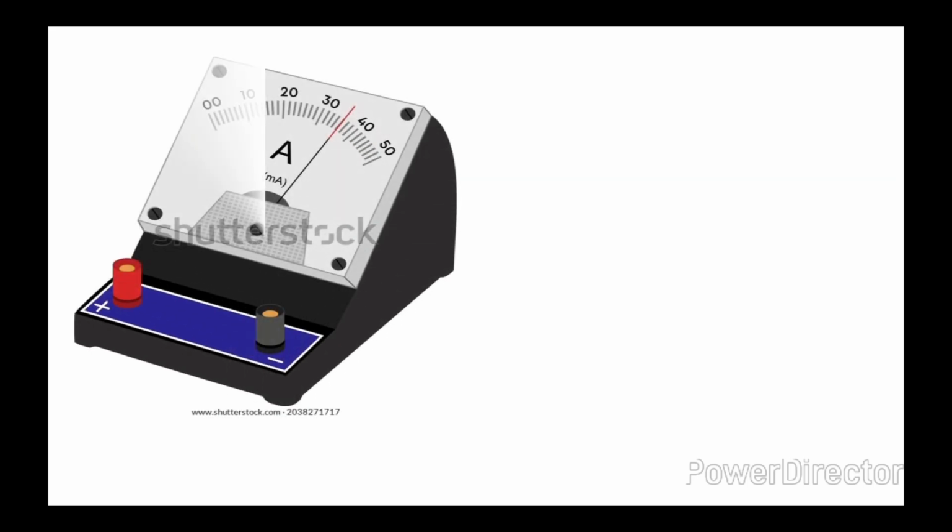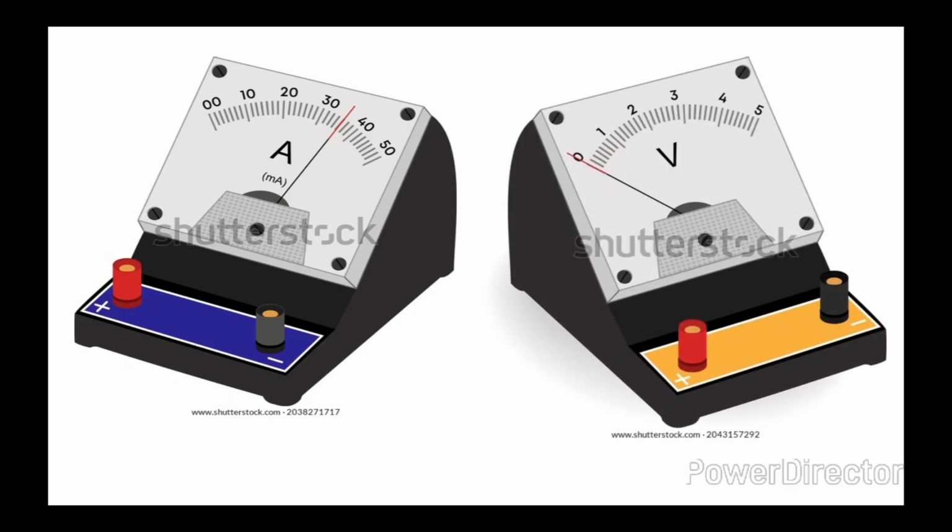So these are the pictures of ammeter and voltmeter. The picture you are seeing is the ammeter. So there will be a pointer. It shows how much current is flowing in the circuit, and this is the voltmeter. So both look similar, but the readings will be different. So the first one is the ammeter, and the next picture you are seeing is the voltmeter.